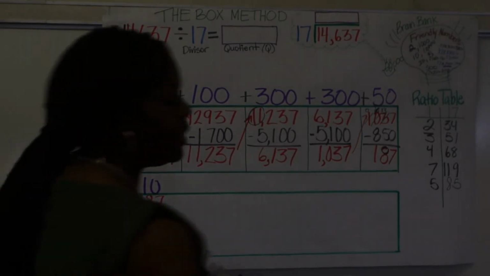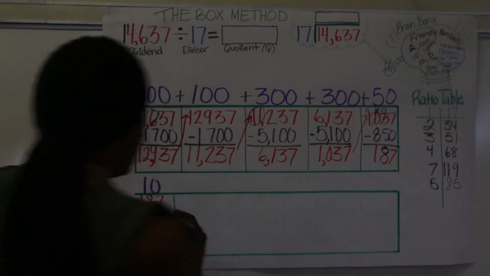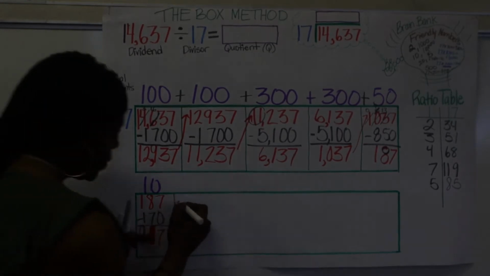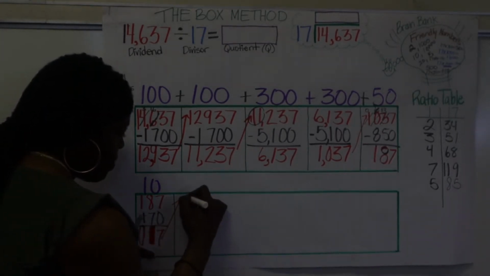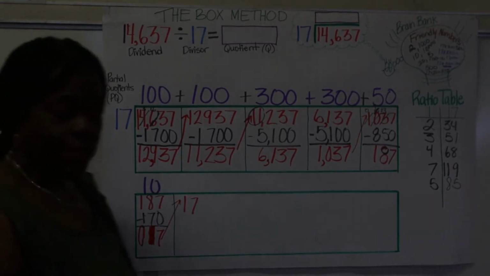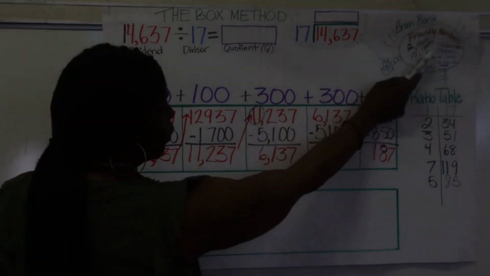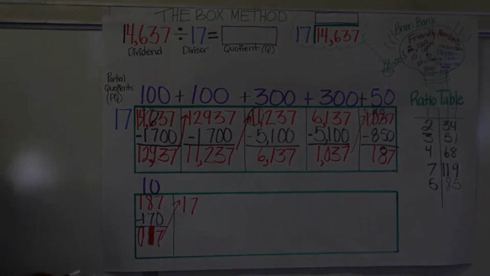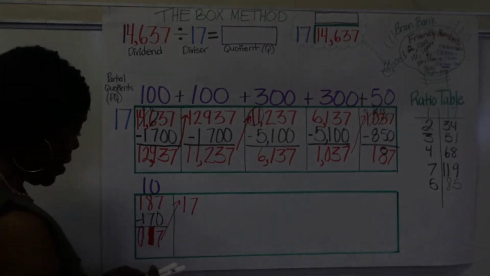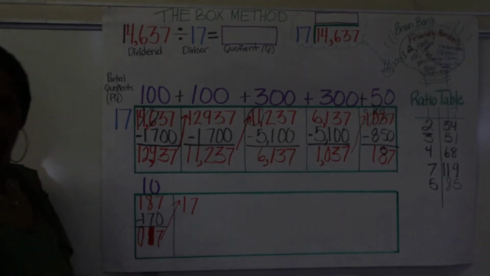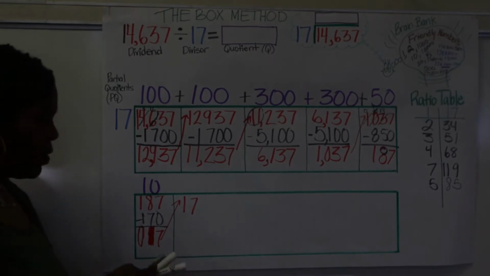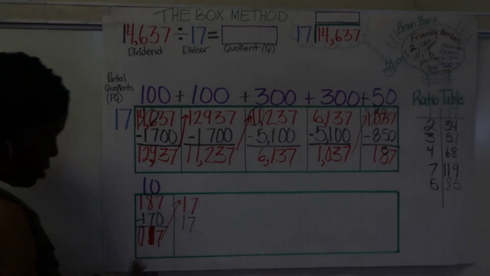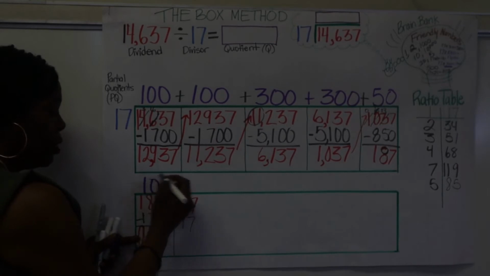Now what can I do so easily? Times 1. But before I do that, I have to shift my new dividend into the other box, and that becomes 17. You said we were going to use our friendly number 1. We forgot to put friendly number 1 up in here. 1 is always a friendly number, right? That's our best friend. What will that give me? 17 times 1 gives me? 17. And what will my partial quotient be? 1.